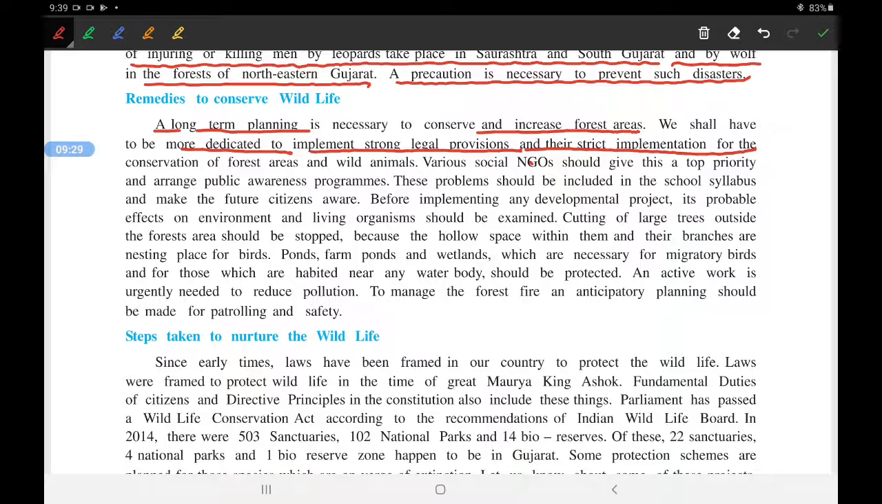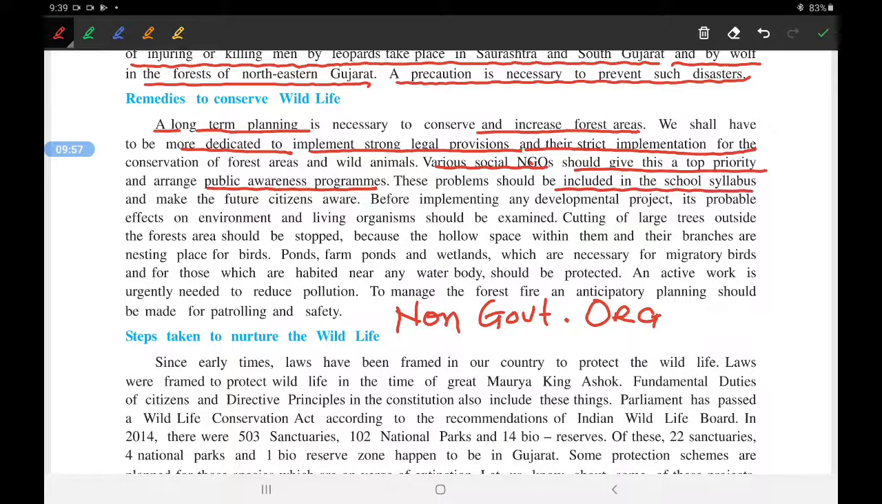Conservation of forest areas and wildlife. Various social NGOs, NGO means non-governmental organization. Let me write for you. Non-government organizations are known as NGOs. They should give top priority to arranging public awareness programs. This problem should be included in the school syllabus so that children become aware of it, and they also understand the need to protect wildlife.